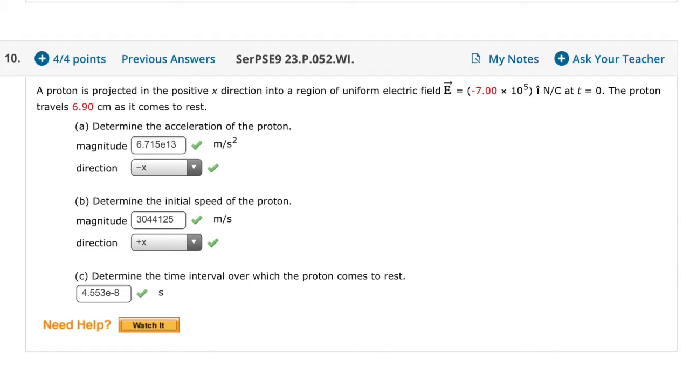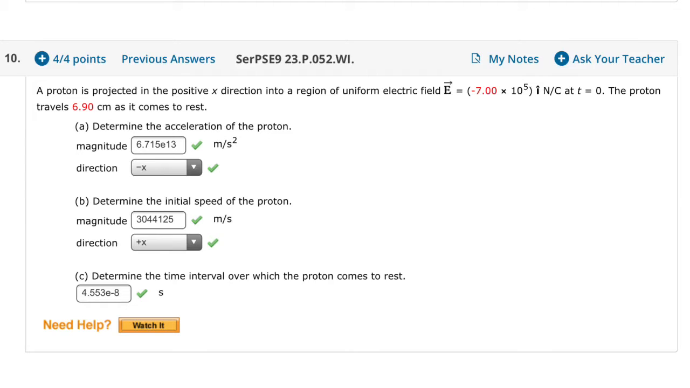With a sign O9A number 10. A proton is projected in the positive x direction into a region of uniform electric field. E is equal to negative 7 times 10 to the 5th i hat newtons per coulomb at time equals 0. The proton travels 6.9 centimeters as it comes to rest.